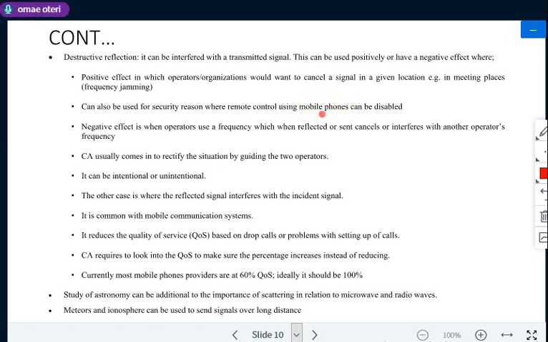So when we have an American president visiting an African country as an example, like Kenya or most probably an East African country, why do you think they would want to disable mobile phone communication systems? What's the reason why? An idea? Yes.